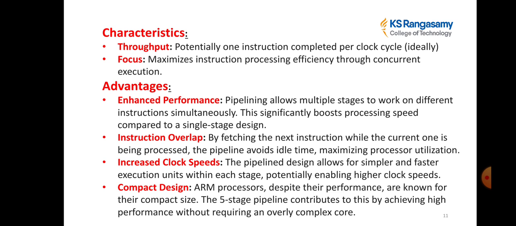Now the characteristics and advantages of the 5 stage pipelining process. The characteristics are throughput and focus: potentially one instruction completed per cycle, whereas it is every 3 cycles in the 3 stage pipelining process, maximizing instruction processing efficiency through concurrent execution. The advantages of the 5 stage pipelining process are enhanced performance, instruction overlap, increased clock speed, and compact design.